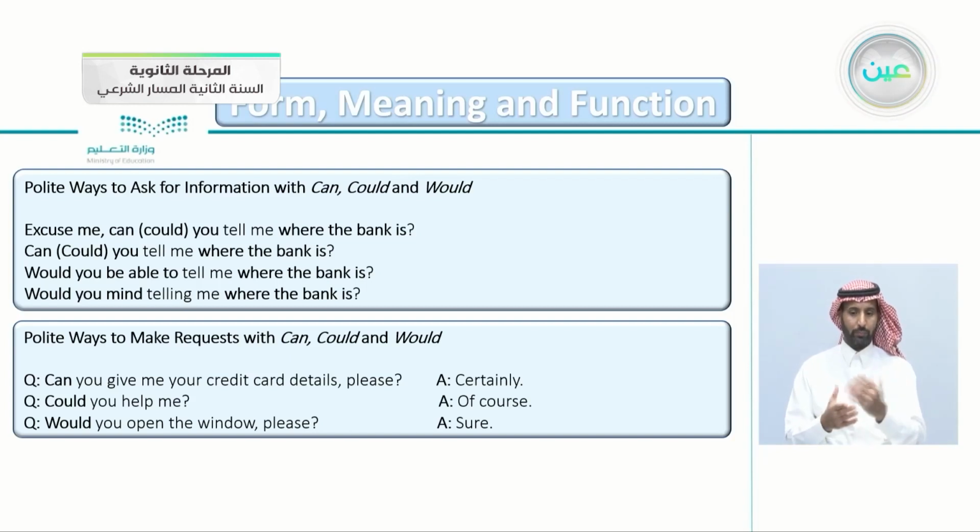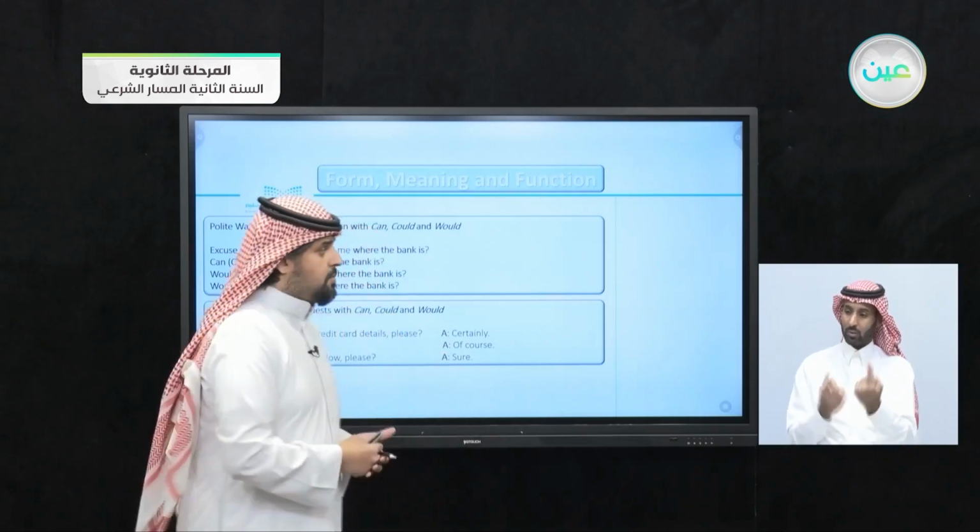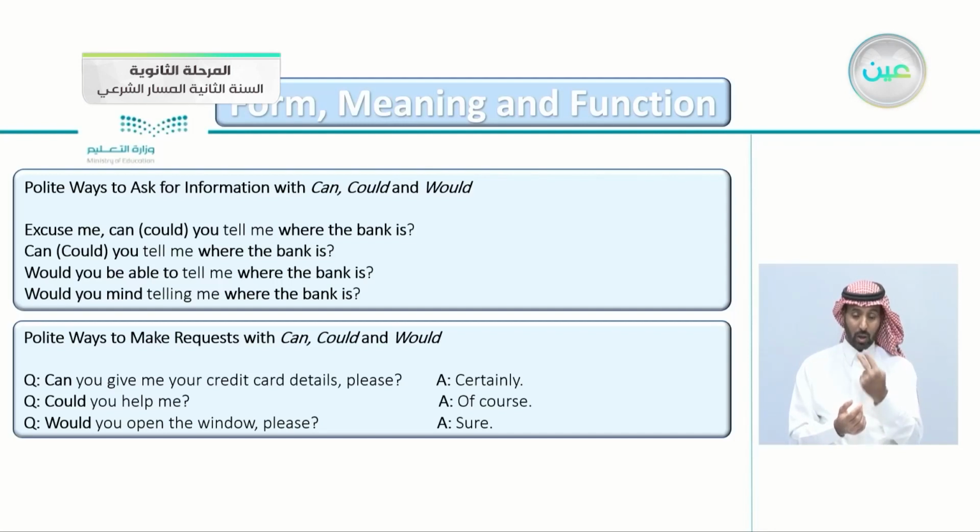Next is polite ways to make requests with can, could, and would. So it's not asking for information now. Now you're making a request. You want something from someone. The first one: can you give me your credit card details, please? Of course, please is a polite word here.